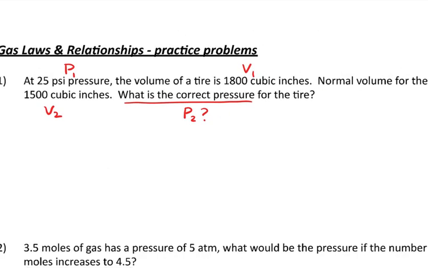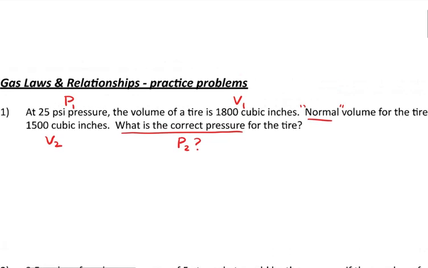Normal volume would be the correct pressure if your tire was properly inflated, right? So I have P's and V's, but what about the N's and the T's? Remember our equation here, I'm just going to jot it down at the top: P1V1 over N1T1 equals P2V2 over N2T2, right? When we have pressures and volumes like we do in question 1, and we don't have any mention of N's and T's, of moles and temperature, that means we can just leave it out.